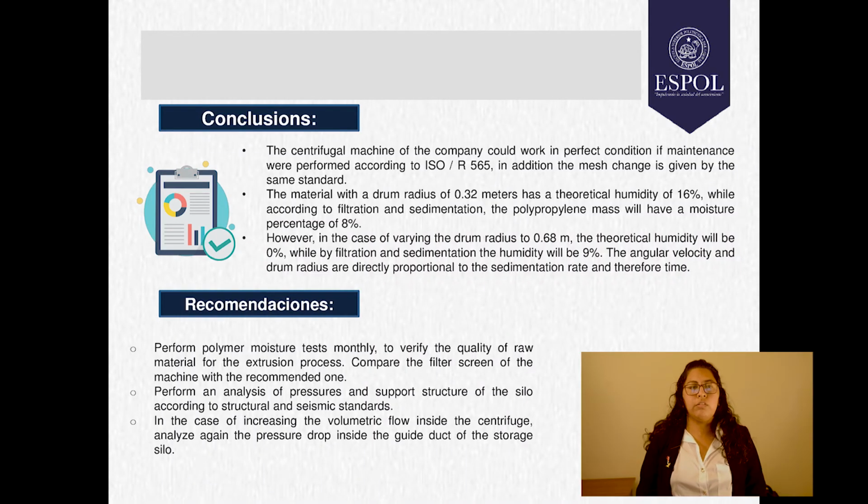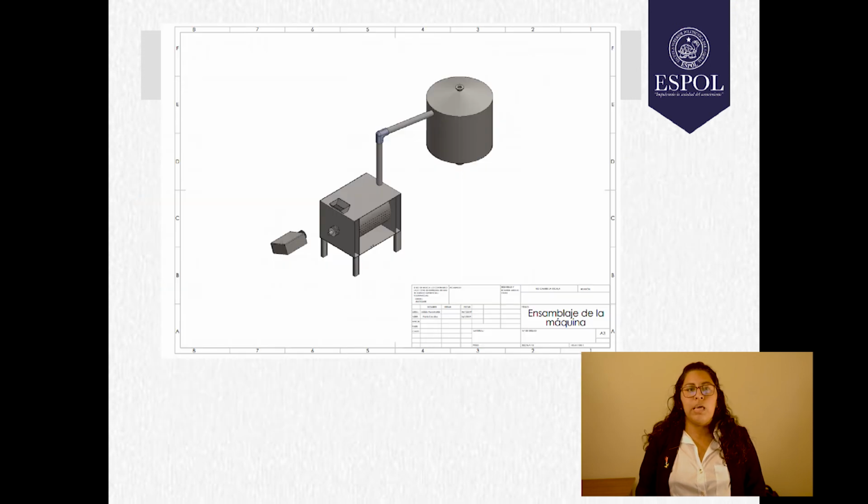In conclusion, the centrifugal machine of the company could work in perfect condition if maintenance were performed according to the norm, and in addition, the mass change is given by the same standard.